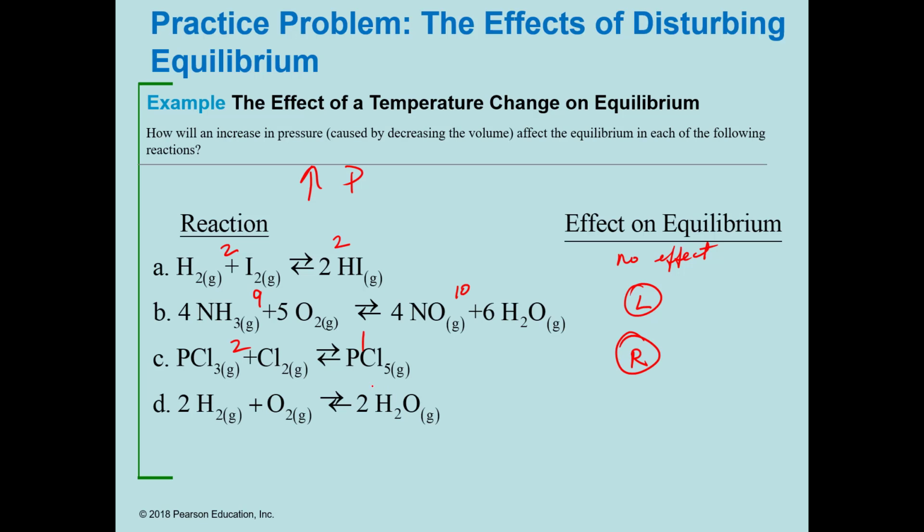This last one, I've got 2 here and 3 here. Now I was nice to you on these and I gave them all gases, right? But if some of those were solids or whatever, remember you don't count them. So I've got 3 on the reactant side and 2 on the product side, so it's going to be product favored. It's going to go to the right.